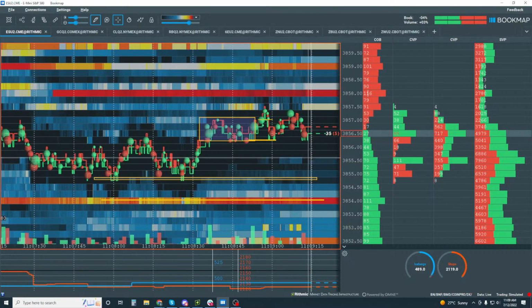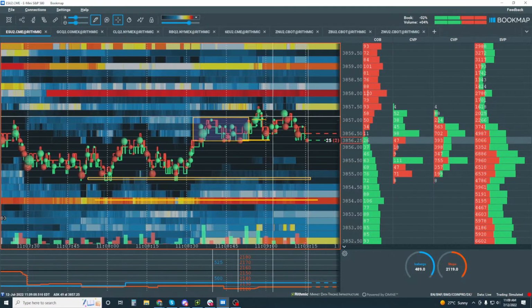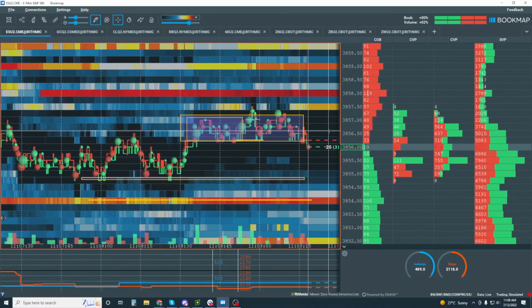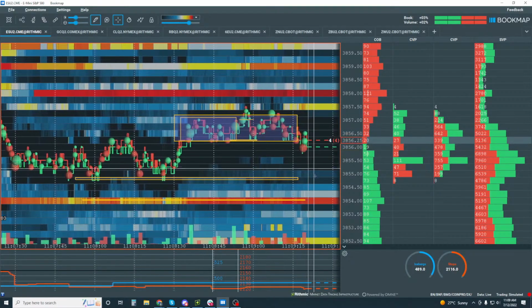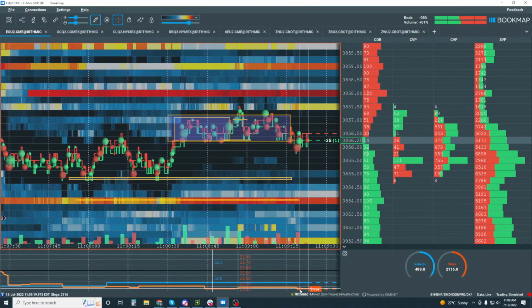See how dark it is in here? Sellers have a clear path. This would be a trap, and then we're looking for sellers to drive it, and then looking for a stop run to verify that.